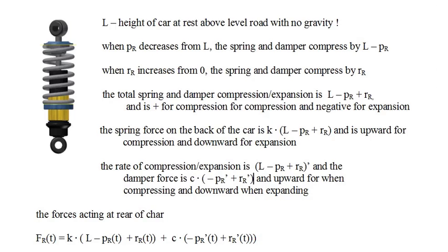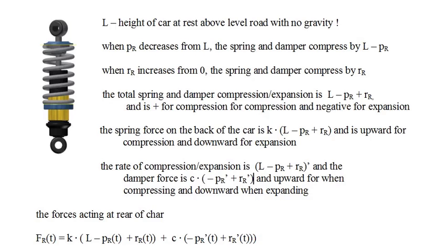Here comes the careful geometric reasoning I was telling you about. Now we will compute the spring and damper forces at the rear and front wheels. Let L be the height of the car when the road and the car are level and the springs are in their relaxed state. That is, when there is no gravity compressing them. In that condition, the position of the rear of the car is L and the position of the front of the car is L. When the rear of the car, i.e.